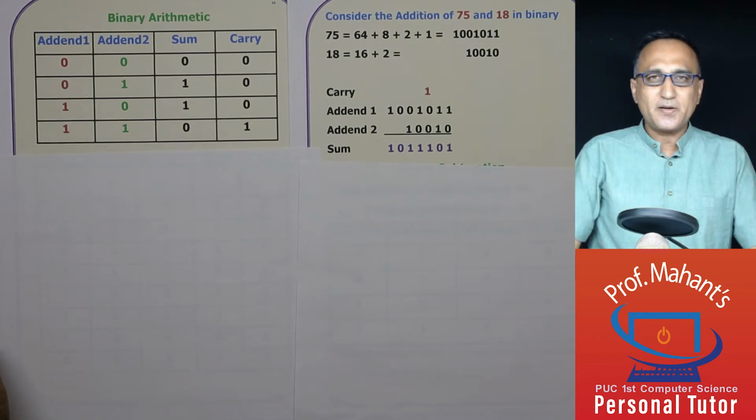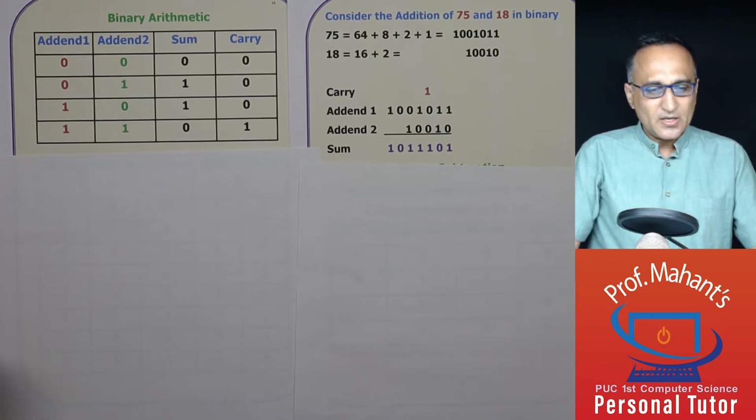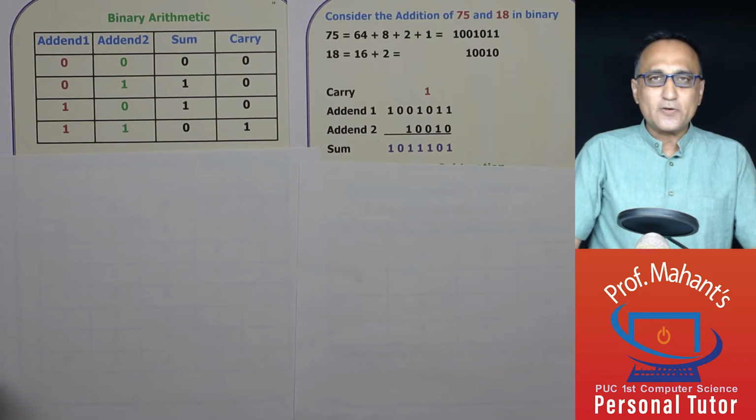We shall do some arithmetic using binary numbers. The first will be the normal binary addition and subtraction, which will be followed by 1's complement subtraction and 2's complement subtraction. So let's take a look at the rules of binary addition.